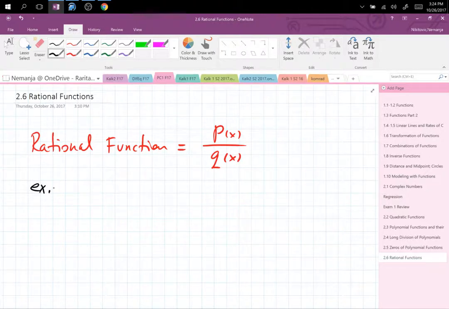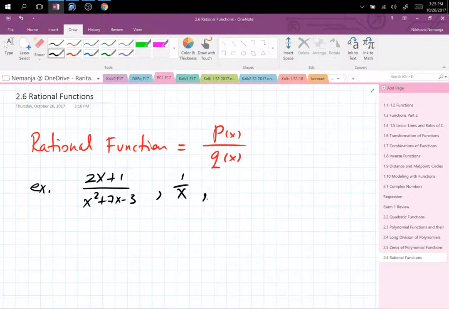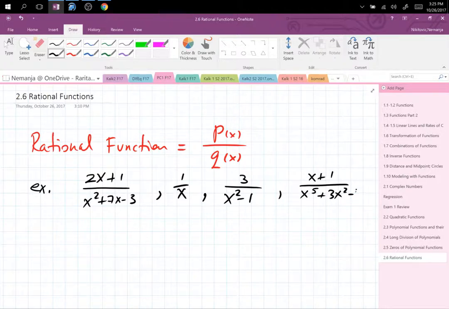Some examples of this would be, let's say, 2x plus 1 divided by x squared plus 7x minus 3. 1 over x is the cheapest possible case you can have. And then maybe 3 over x squared minus 1. Whatever you put technically works, as long as it's a polynomial divided by a polynomial. x to the fifth plus 3x squared minus 7, whatever. So these are examples of rational functions.